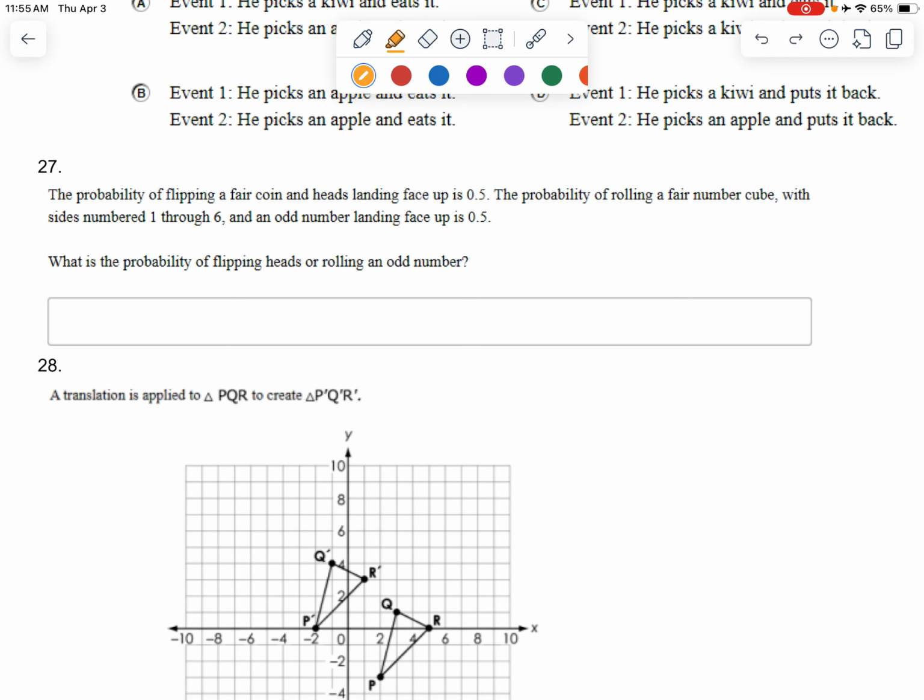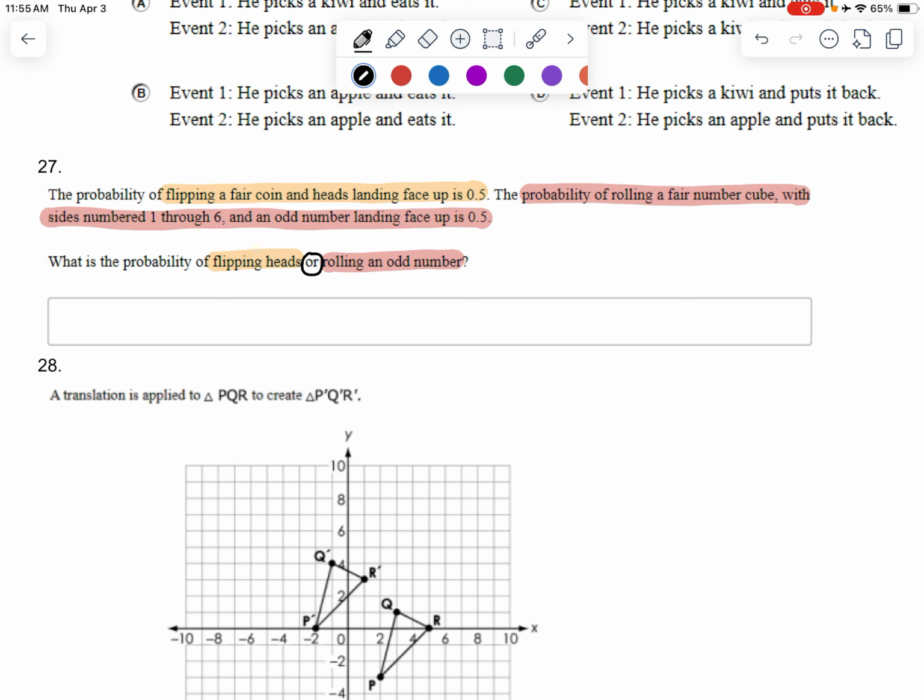The probability of flipping a fair coin heads up is 0.5. The probability of rolling a fair number cube with sides numbered 1 through 6 and an odd number landing face up is 0.5. What is the probability of flipping a heads or, let's just go ahead and highlight that, or rolling an odd number?